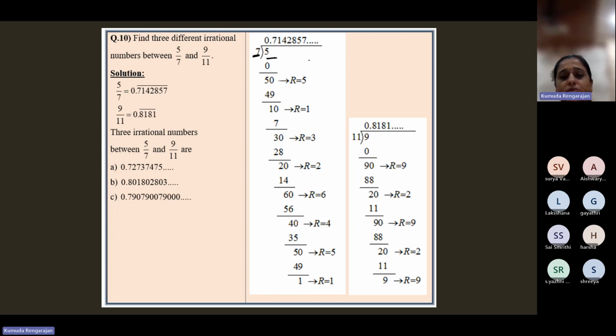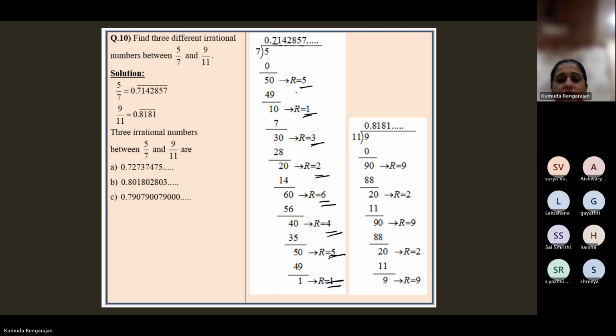So when to stop the division process? You need to go on till you get the same digit repeating in the quotient, or when you realize that the remainders have started repeating. Like you see here, the remainders 5, 1, 3, 2, 6, 4. Again 5, 1. 5, 1, 3, 2, 6, 4. Again 5, 1. So you will get 3, 2, 6, 4. And in the quotient 7, 1, 4, 2, 8, 5.